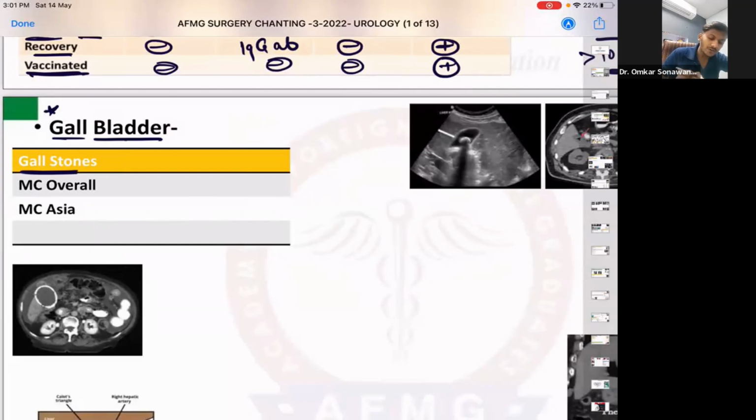As all of us are quite aware, gallbladder ka function kya hota hai? What is the function of gallbladder? First is to store the bile, and second is to concentrate the bile.